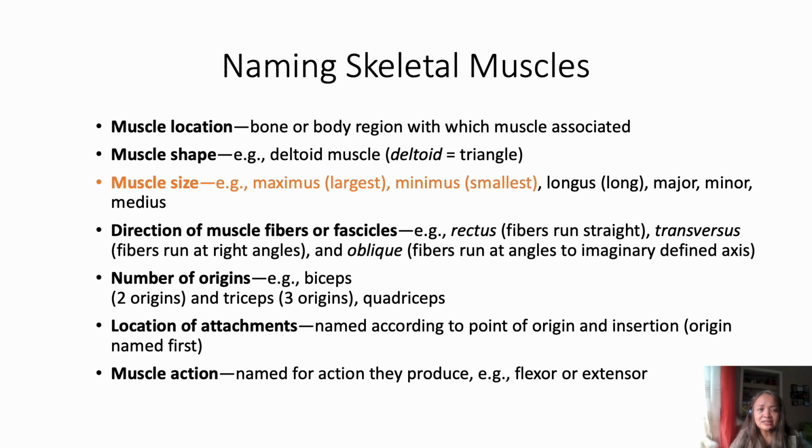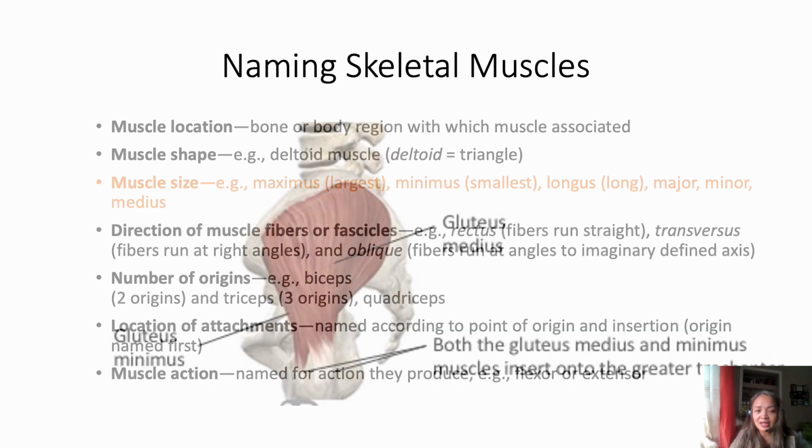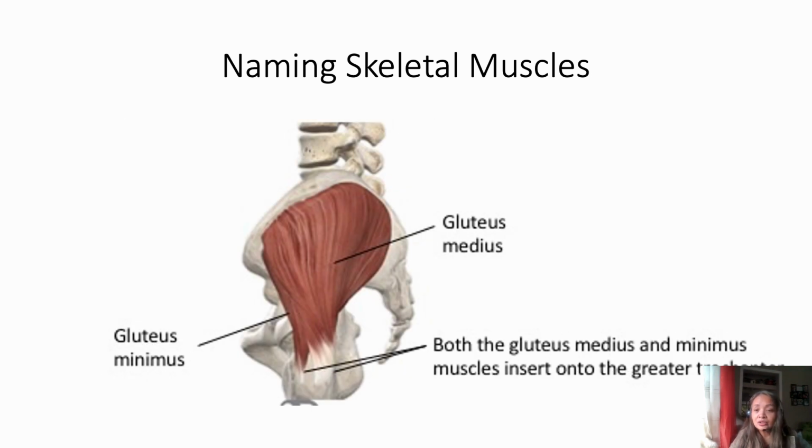So what else? Muscles are named according to size. When you see the words maximus, that's big, minimus, small, major, minor, longus, those all pertain to size. So here is our example, gluteus minimus, gluteus medius, and of course there's a gluteus maximus, which is the large muscle in the buttocks area.